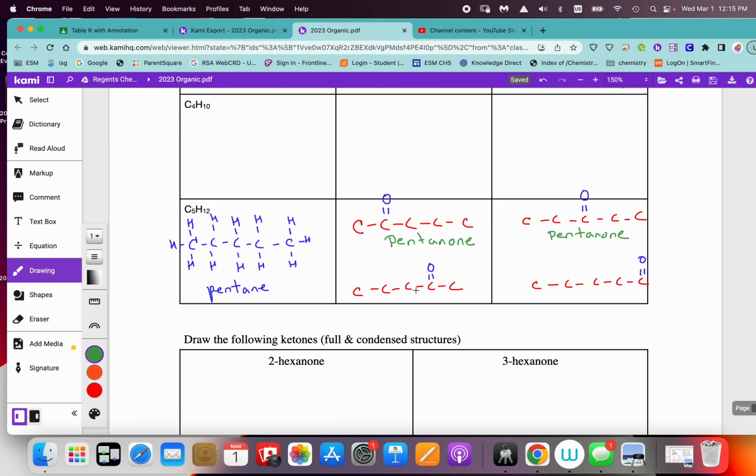Here we go. This one here, I have a 5 carbon chain, single bonds, so it's based off of the pentane, double bonded oxygen in a center or interior carbon. So this is a ketone, pentanone.